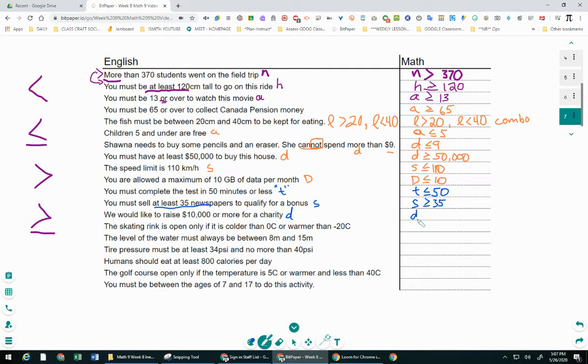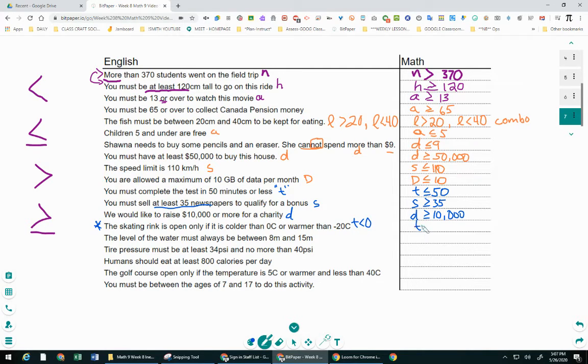So in this case, dollars must be greater than or equal to, we did say we'd be happy with 10,000. I guess technically I shouldn't use that comma because we're metric. Okay, here is a combo. Let's use T for temperature. So in other words, only if it's colder than 0 degrees. So T must be less than 0, right?